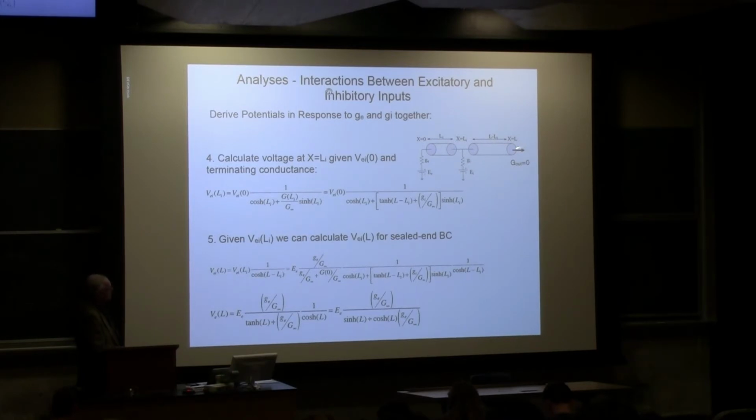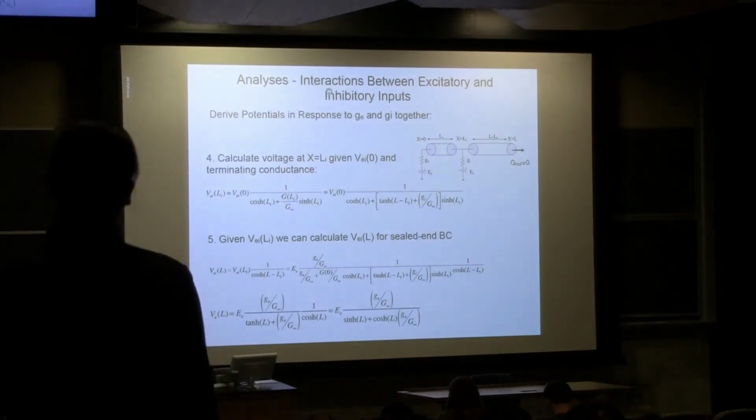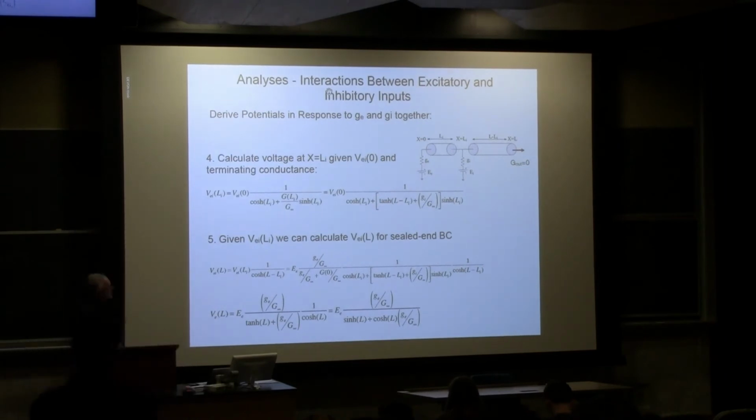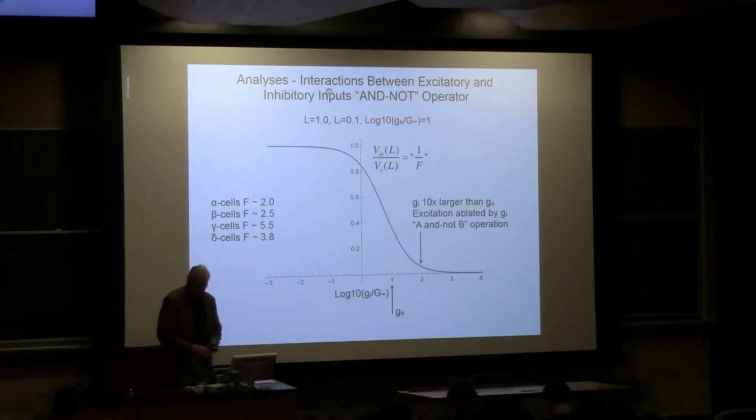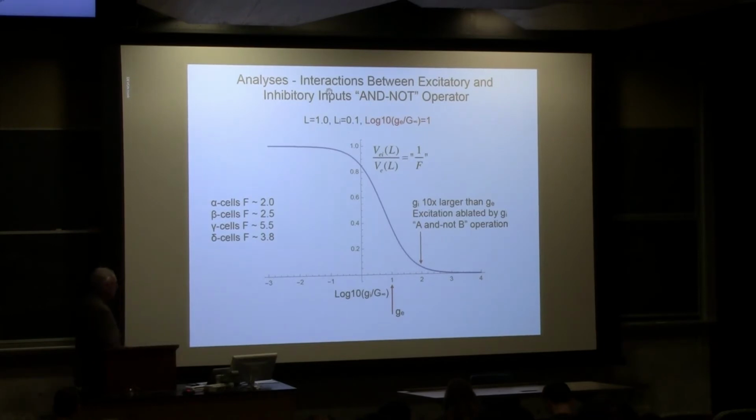This is the voltage at that location when we turn on both of these conductances. It's this stuff here. And this was the voltage at this location when we turned on only this conductance. And so the attenuation factor we want is the ratio of this voltage when both are on to this voltage when only the excitatory input is on. That ratio will tell us by how much the presence of this inhibitory synaptic conductance change reduces the voltage along the cable. And so here is a plot of that voltage.